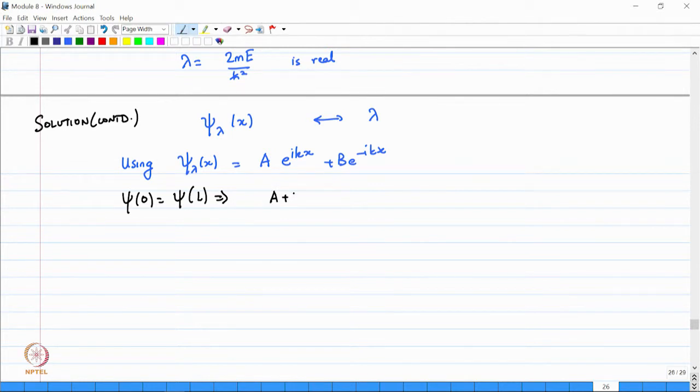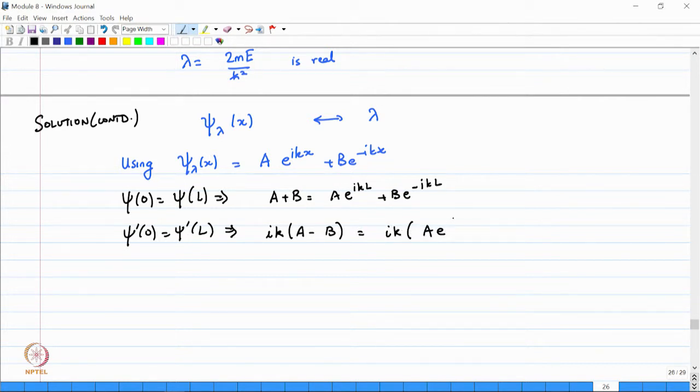implies a plus b is equal to a e raised to I k L plus b e raised to minus I k L, and psi prime of 0 equal to psi prime of L implies I k times a minus b is equal to I k times a e raised to I k L minus b e raised to minus I k L. So, these are the two conditions that should be satisfied, and so if I just cancel this, I will get a minus b is equal to a e raised to I k L minus b e raised to minus I k L.